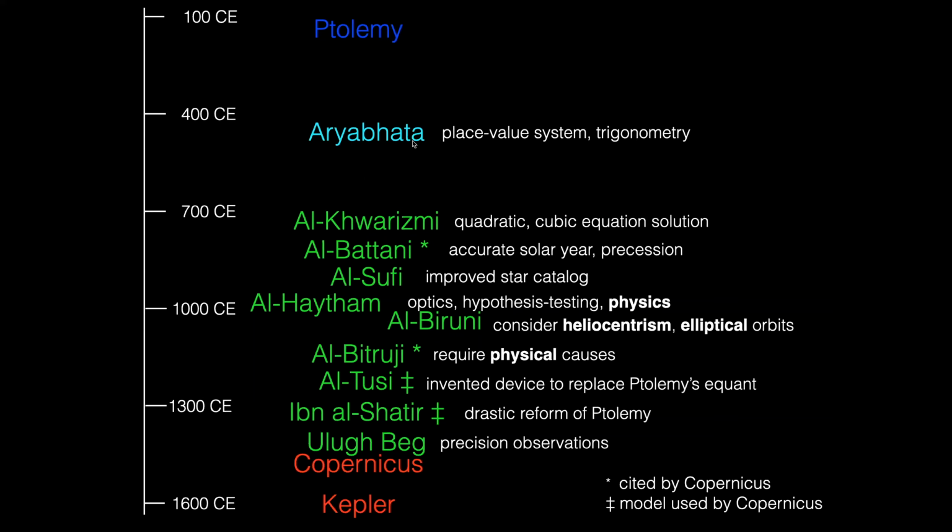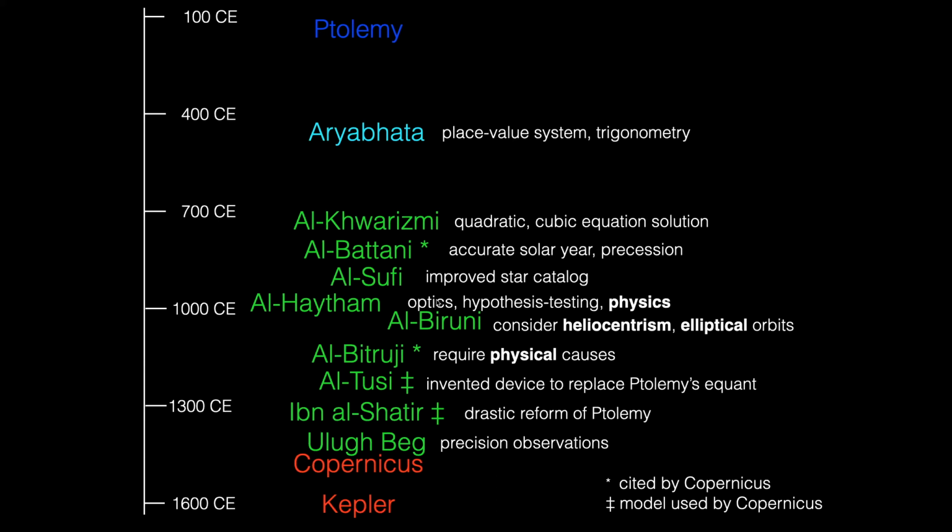From Aryabhata, we inherited a place value system, which we use every day in our mathematics. We inherit trigonometry, sines and cosines, tangents, cotangents, all that sort of thing. From Al-Khwarizmi, we get the solutions to quadratic and cubic equations. From Al-Battani, we get a much more accurate solar year than Ptolemy gave us, and also a better value for precession. As-Sufi gave us an improved star catalog.